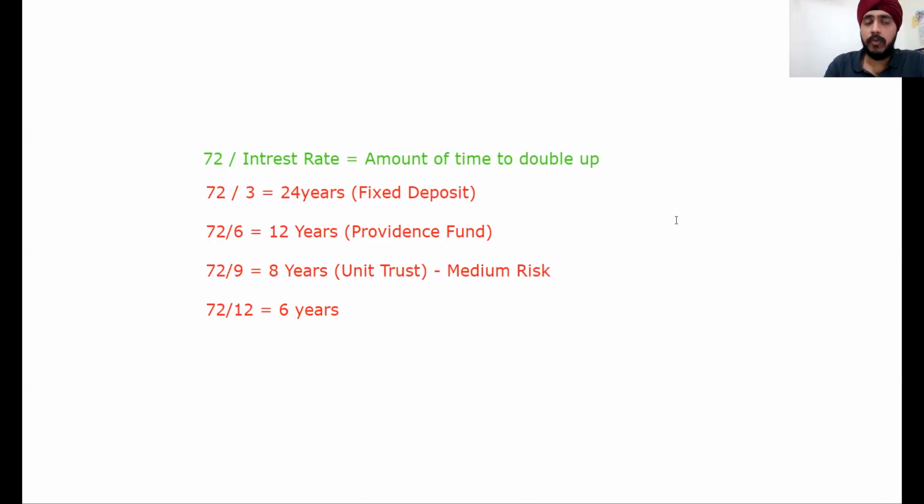So the Rule of 72 is 72 divided by the interest rate that you're receiving, and that gives you the amount of time it will take to double your money. So in this instance, if you have a fixed deposit and you say no to any risk, your 10,000 will take 24 years to double up. Okay, so that's basically it.